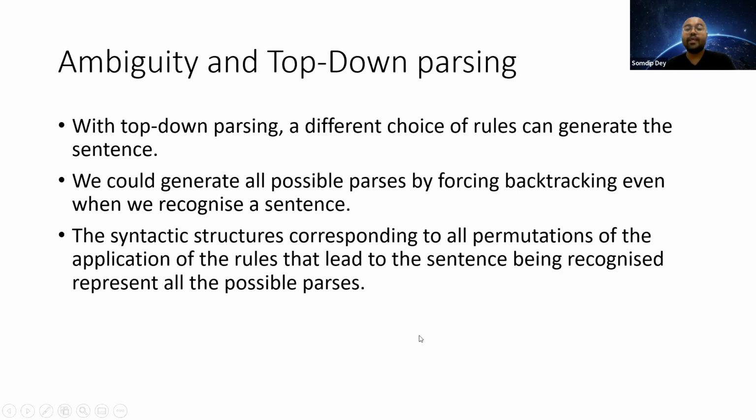So with top-down parsing, a different choice of rule can generate different sentences. We could generate all possible parses by forcing backtracking even when we recognize a sentence.